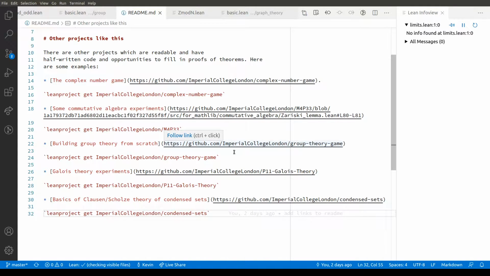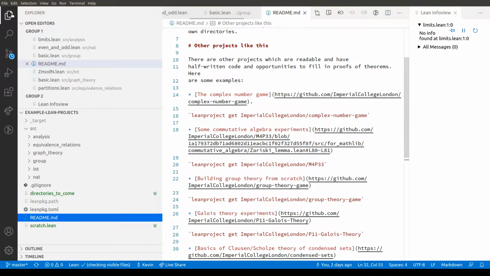This is building group theory from scratch. This is playing around with Galois theory. We managed to get splitting fields today, so that's ticking along. And this is condensed sets. This is something that Scholze has been doing recently that I was experimenting with.